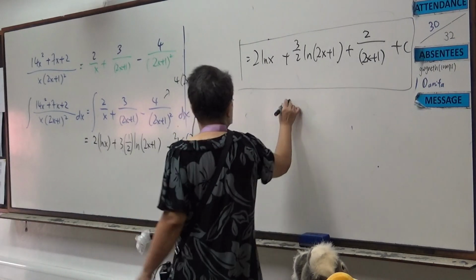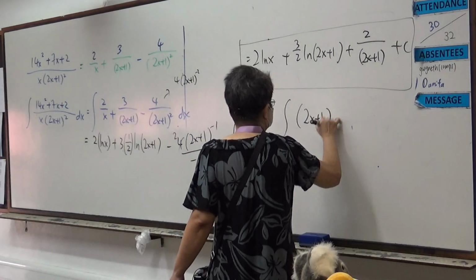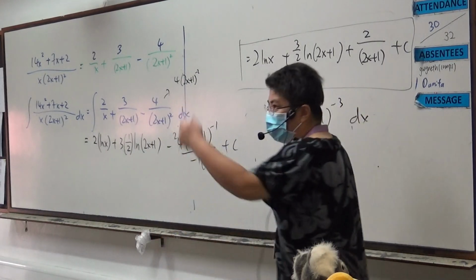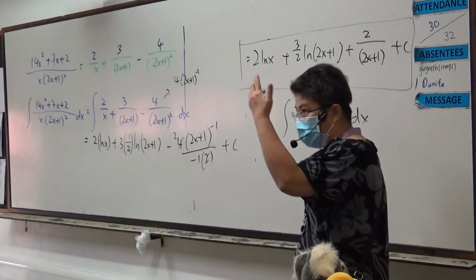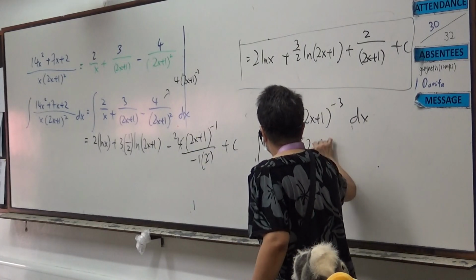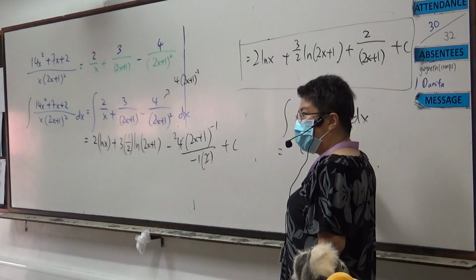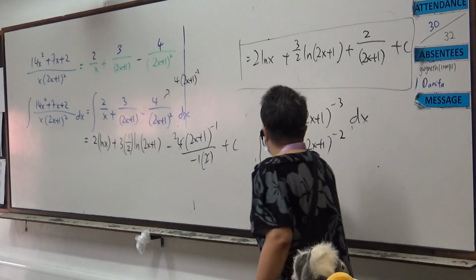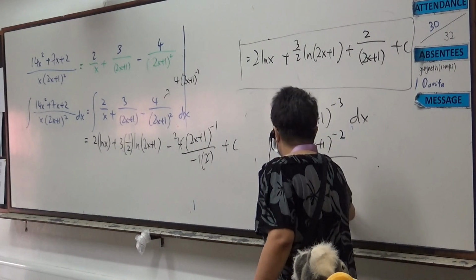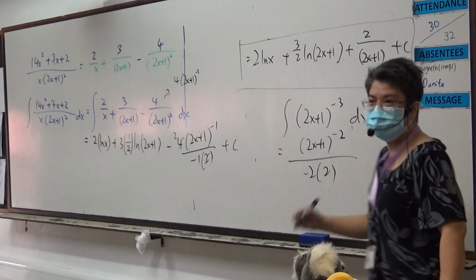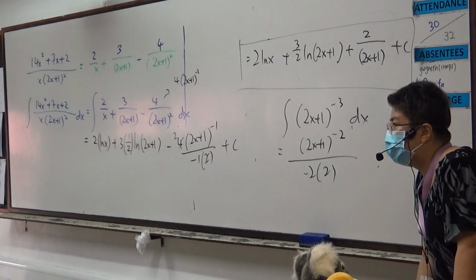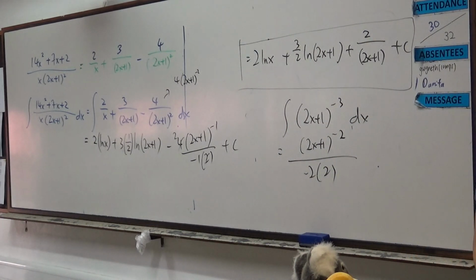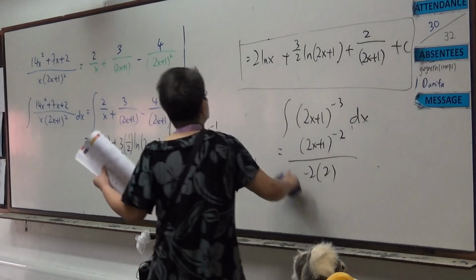Okay, let me ask you again. How to integrate? Tell me. (2x plus 1) to the power minus 2 over negative 2 times 2. Must remember. Everybody clear? Okay. So, are we clear with the 2 examples? Okay, good. Alright. Next, I'm giving you exercise.